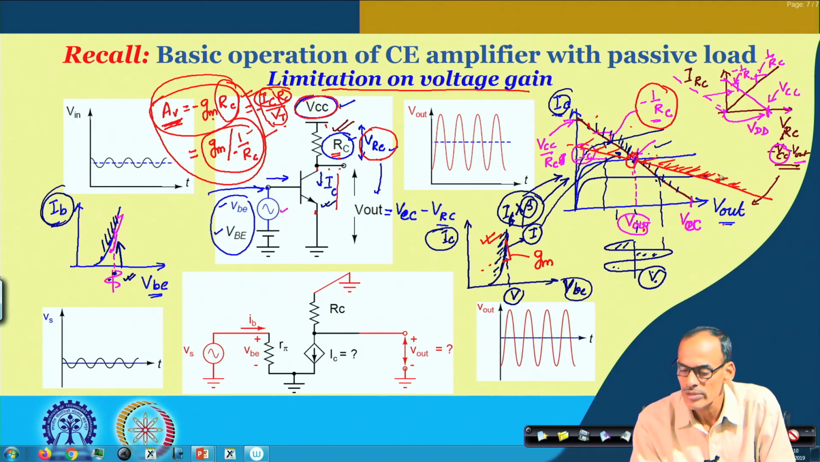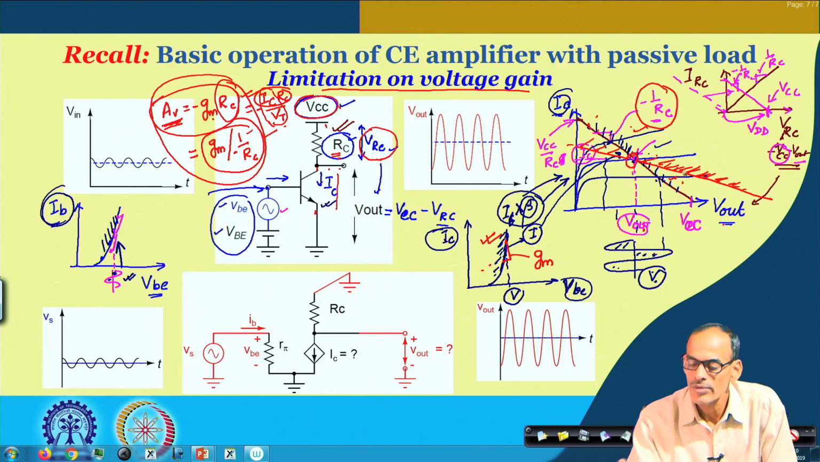In fact, intuitively it is also clear that for the same kind of variation, if you see this curve and this curve of the device, the intersection point is here, and the other intersection point is here. So, it is expected that the corresponding signal will get amplified like this.